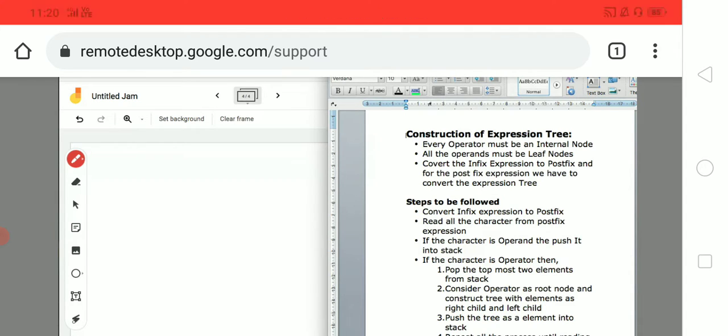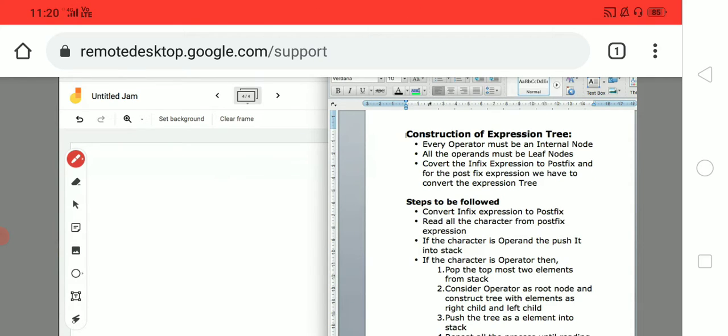All the operands must be leaf nodes here. So we already know what is operand, like variables, the values which are stored in variables or some values. So all the operands must be leaf nodes.